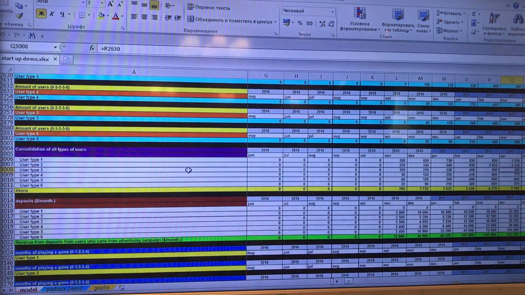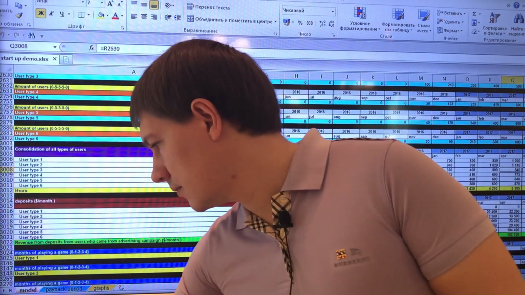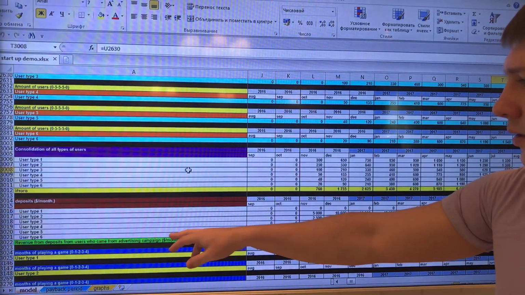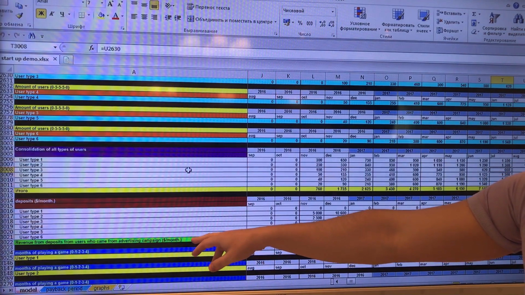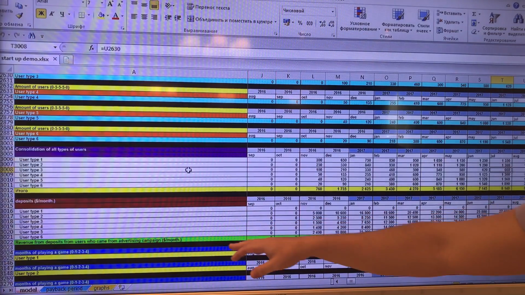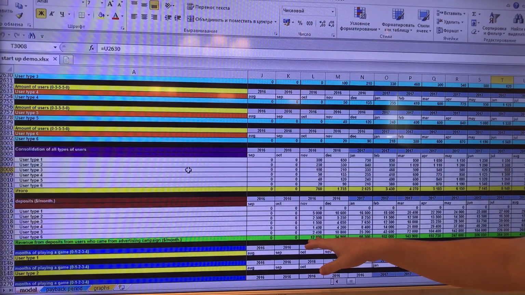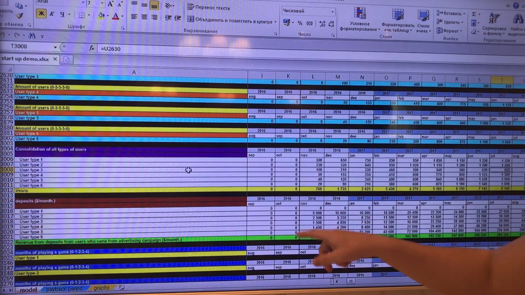Then we calculate the deposits for each type of user. Here we see it. And in this green line we see the first income line. It is revenue from deposits from our primary users. Here it is, also in November, when we put in our input data.